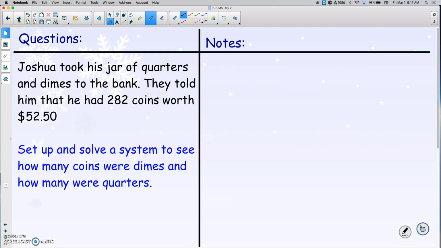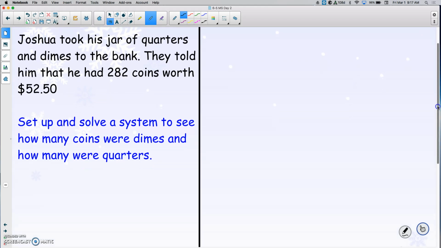Sample number 3. This one I think is trickier. Okay, this one's going to help you out in high school though, because when you take some classes in high school like chemistry, for example, you do a lot of mixture questions. So they're going to be similar to this, only involving chemistry.